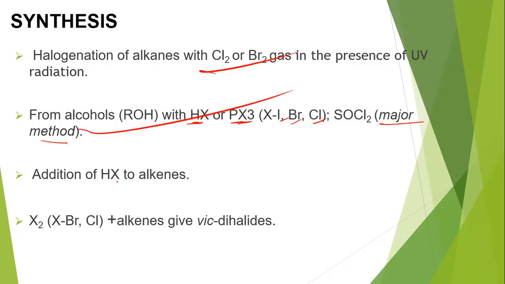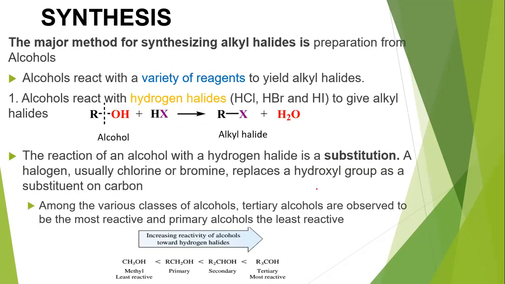Now, we can also add HX to alkene, and this addition reaction can result in forming alkyl halides, right? We can also add X2, that's bromine liquid or chlorine gas, to alkene to get a vicinal dihalide. So vicinal dihalide means that we have the bromine substituted on two adjacent carbon atoms. There's another one called geminal. Geminal will have the halogens substituted on the same carbon atom, right? So vicinal is when we have the halogens on two adjacent carbon atoms.